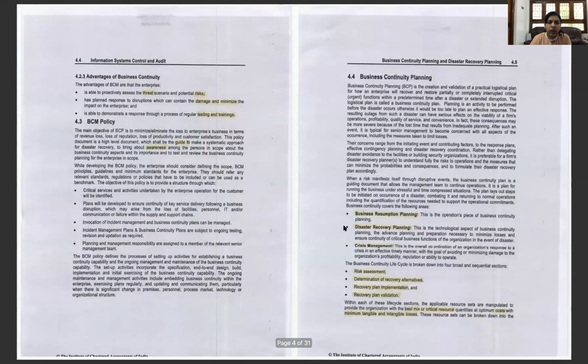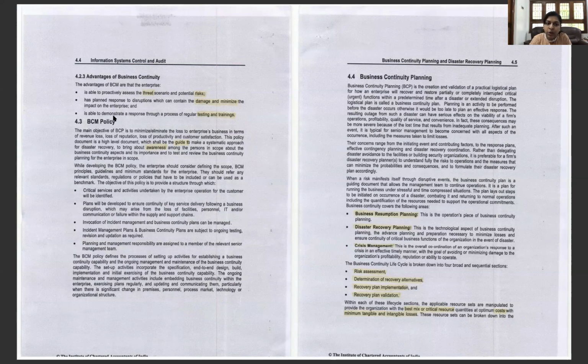The next one, what are the uses of business continuity? Why should there be continuity of a business? What are people going to get out of it? So the advantages of BCM are that the enterprise is able to proactively assess the threat and the potential risk. Because of BCM, you're able to identify, okay, this is our threat and these are our risks. And then we can contain the damage and minimize the impact.